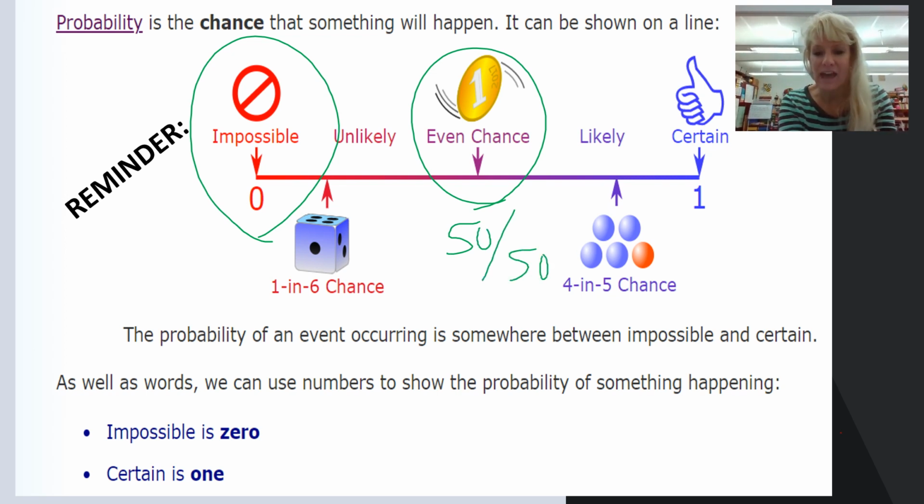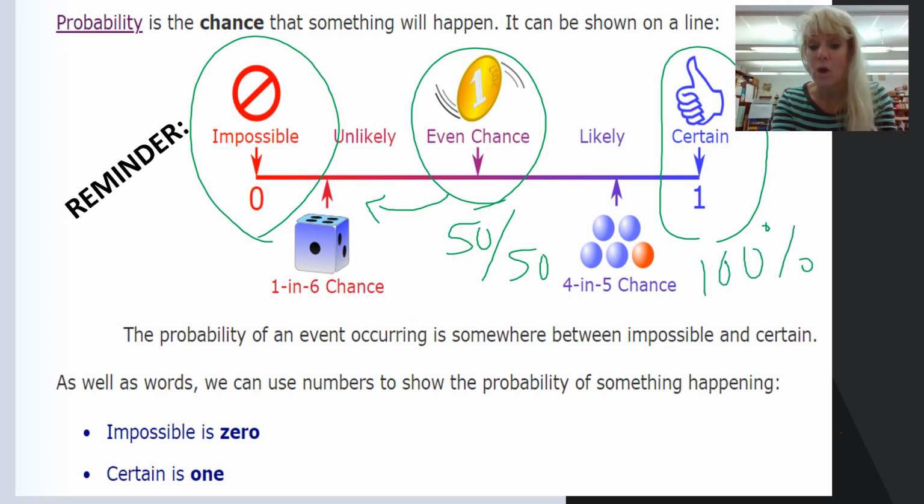So if it is below the halfway mark, we have an unlikely chance, okay? And then, of course, we have that certain chance, and the certain chance is 100% or one whole. And if it is above that 50-50, then it is more likely and it's not certain. So you kind of have a better idea of seeing that. If we could just think of halfway being our equally likely, above half is likely, below half is unlikely, then that really is going to help us kind of bring together the idea of fractions and bring together the idea of a number line.